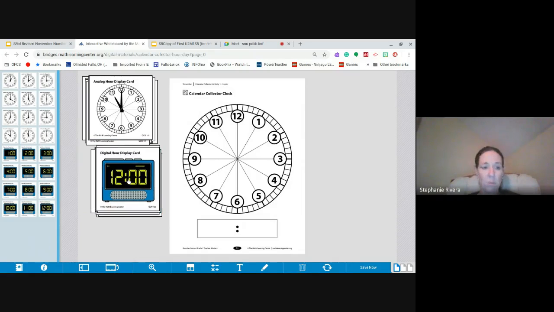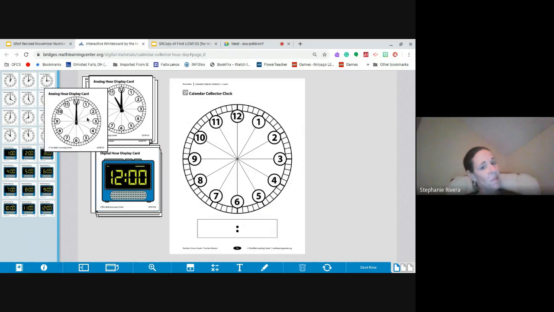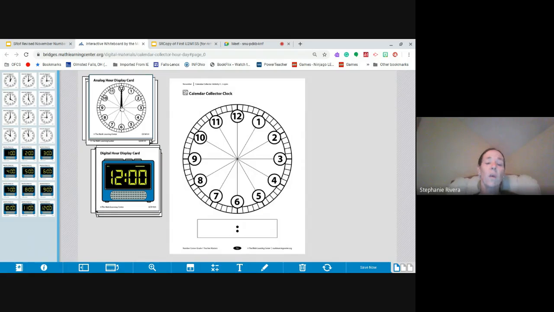And here's our last one. And this one might seem easy, but it also might seem tricky. When the shorthand's on the 12 and the long hand's on the 12, we know it's 12 o'clock. And I'm going to give you an opportunity to practice this with me today and tomorrow. And I think you're going to be really good at this one.